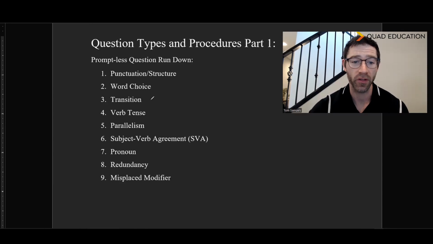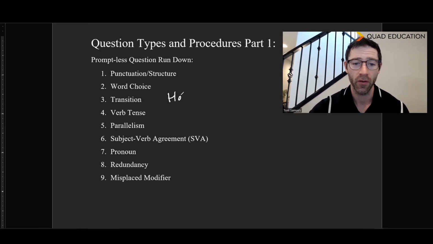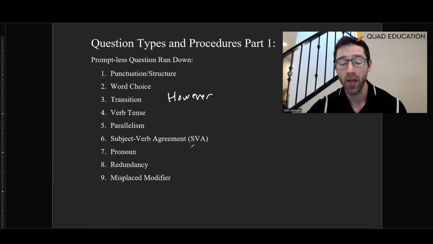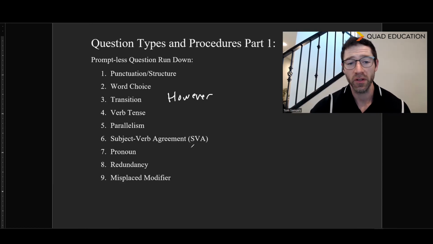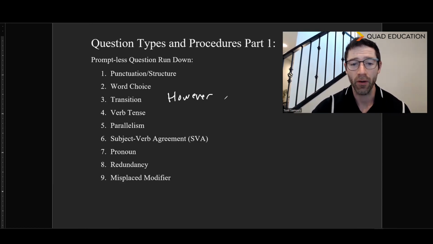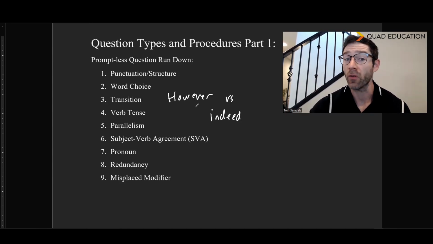Next, we have transition, which is your however versus for example, things like that. In previous videos, we've talked about how transitions are always a positive, so that's a structural decision. With transitions, it's actually just, is it however, or is it something like indeed? So it's the decision between transition words.